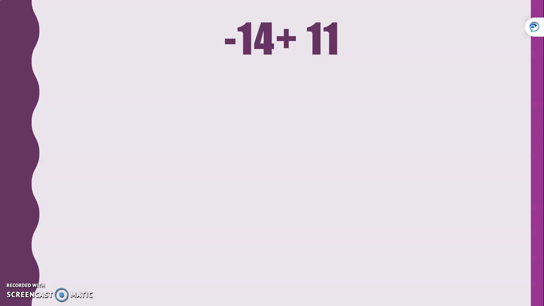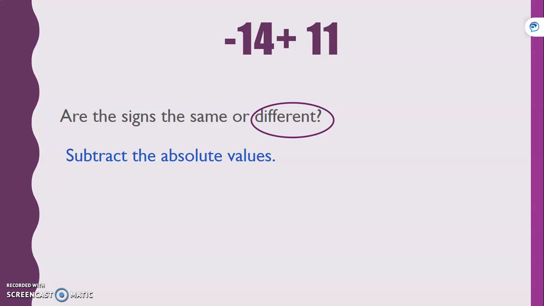Negative 14 plus 11. Are the signs the same or different? Different. So we're going to subtract the absolute values. 14 minus 11, which equals 3. Now determine the sign of the solution. Negative 14 is 14 spaces from 0, and 11 is 11 spaces from 0. So negative 14 has the greatest absolute value, so my solution is going to be negative 3. Now another way to determine this is who has more to start with. We have more negatives than we have positives, so my solution would be negative.